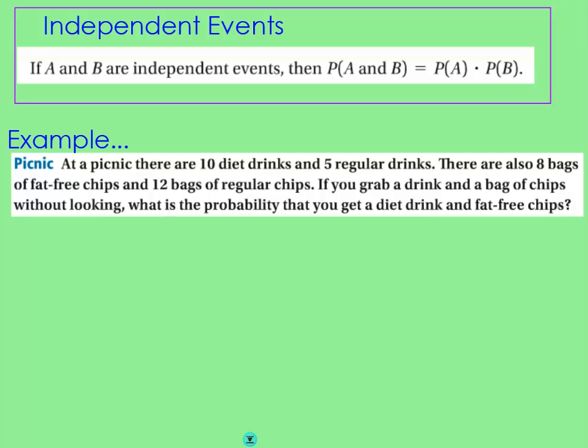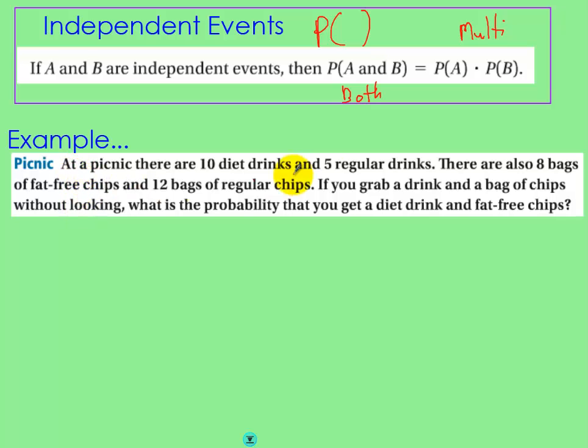Now, other things about independent events. If two events, A and B, are independent events, so some event A and some event B, then P, this notation here is for probability notation. We saw that last time. So the probability of the event A happening and B happening, so that means both happen, is the probability of A times the probability of B. You multiply here. So we're going to multiply the probability of two independent events if we want to see what are the chances of both happening.